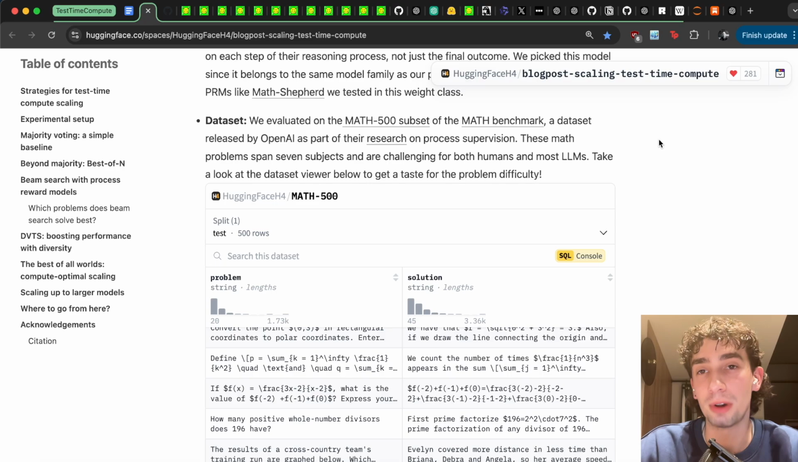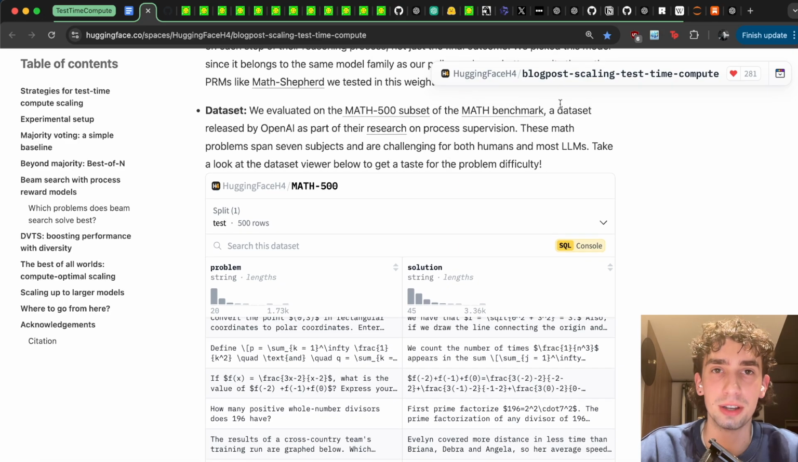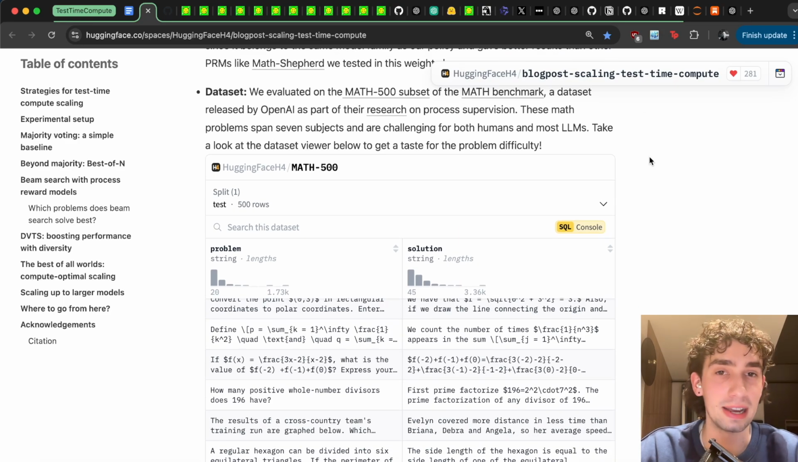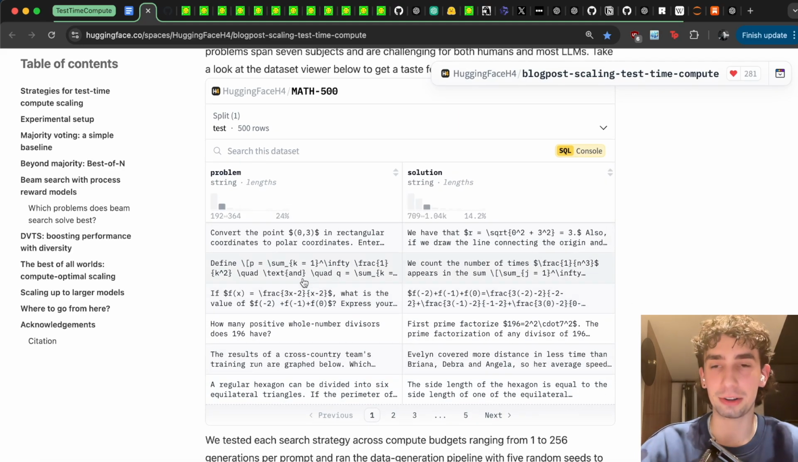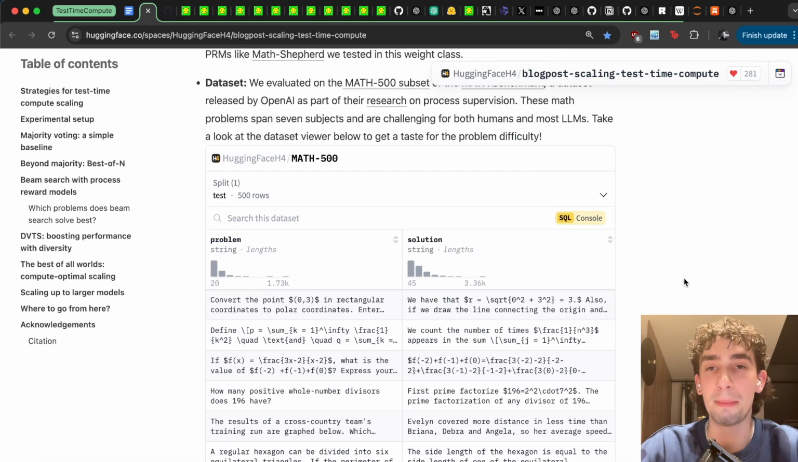Quick context, all of the evaluations here are going to be run on the Math 500 benchmark, which is a subset of the math benchmark that OpenAI has as part of their research. So it's literally going to be the accuracy of being able to solve math problems.